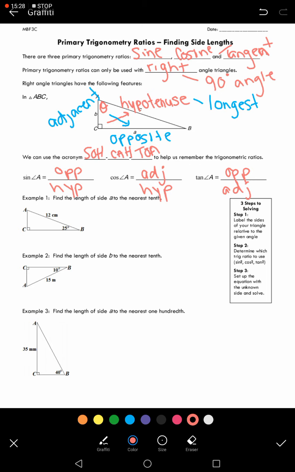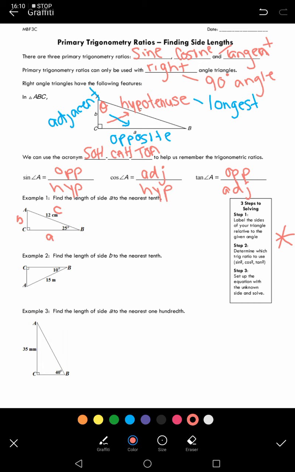So across from angle A, that means this side would be A, this side would be B, and this side would be C. See how those are across from the angles. We always label our angles with capital letters and our side lengths with lowercase letters. Looking at these nicely laid out steps here on the right hand side of your page, we just have 3 simple steps to solving. The first one is to label the sides of your triangle relative to the given angle. So we've started with that.